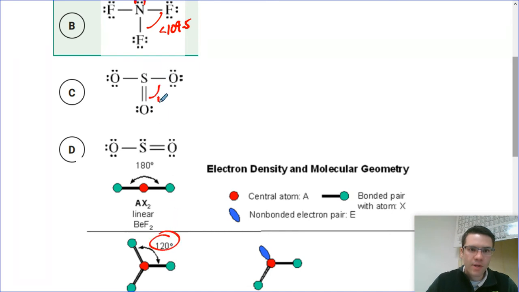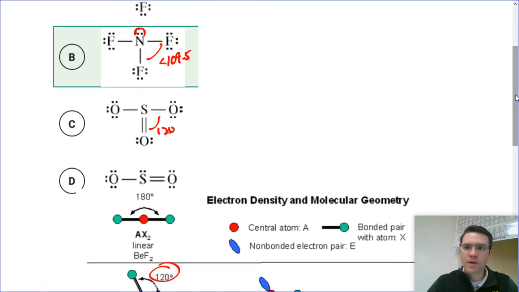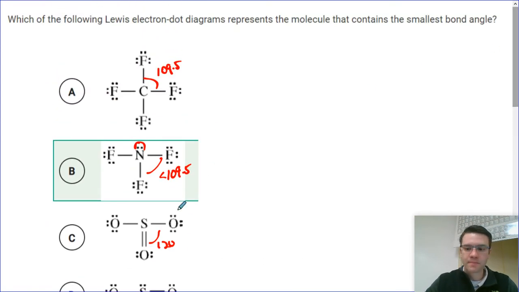So this can't be our choice. And then D, we have 3 things attached, 2 atoms and 1 lone pair. That's also going to be 120, but slightly less than 120. And this is not our answer either, and that's what makes B the correct choice. It has the smallest bond angle.